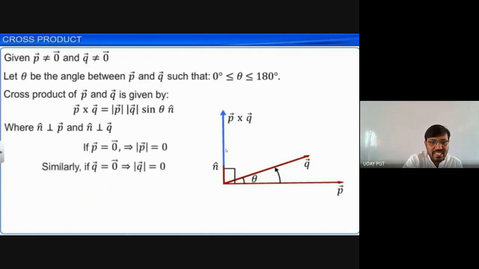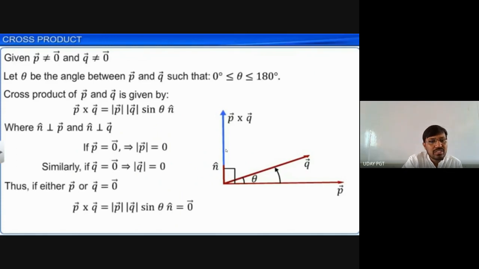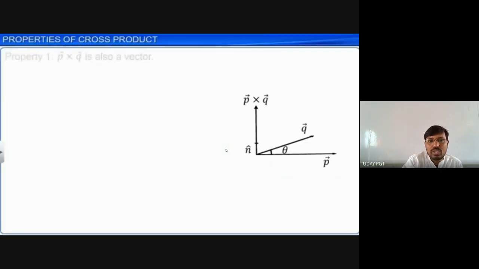So if P vector is a 0 vector, then the magnitude is 0, and if Q vector is a 0 vector, then the magnitude is 0. Thus, if either P or Q is a 0 vector, in that case we are going to get the cross product as a 0 vector.